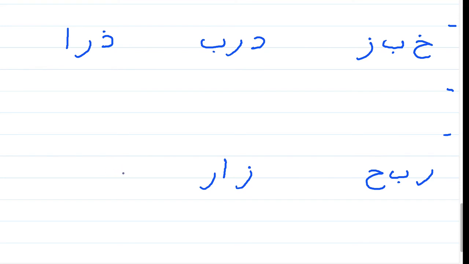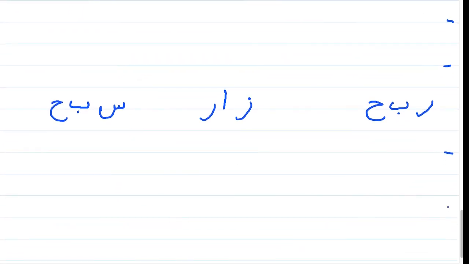sin. Sin. See how you write sin? This line has to come equal to this one. You see that? Like on the same side. Sin, ba, ha. Sin, ba, ha. Okay.